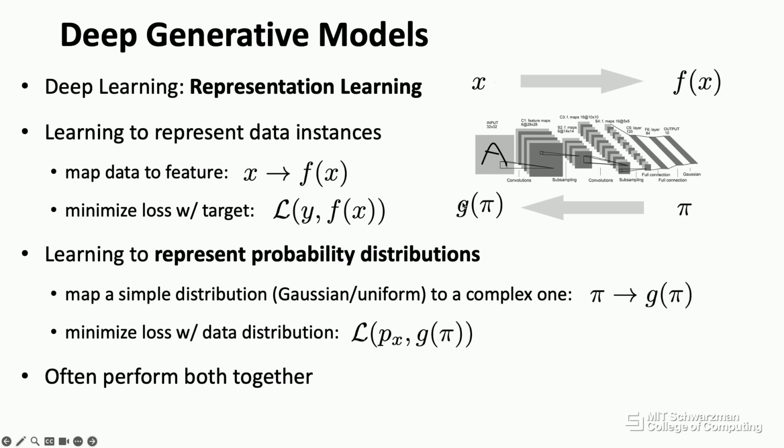So then, as you can imagine, deep learning or deep neural networks is a very powerful tool for generative modeling. And conceptually, when you use this tool for this problem, the models are actually simultaneously playing these two roles. So first, learning to represent data instances, and second, learning to represent probability distributions.